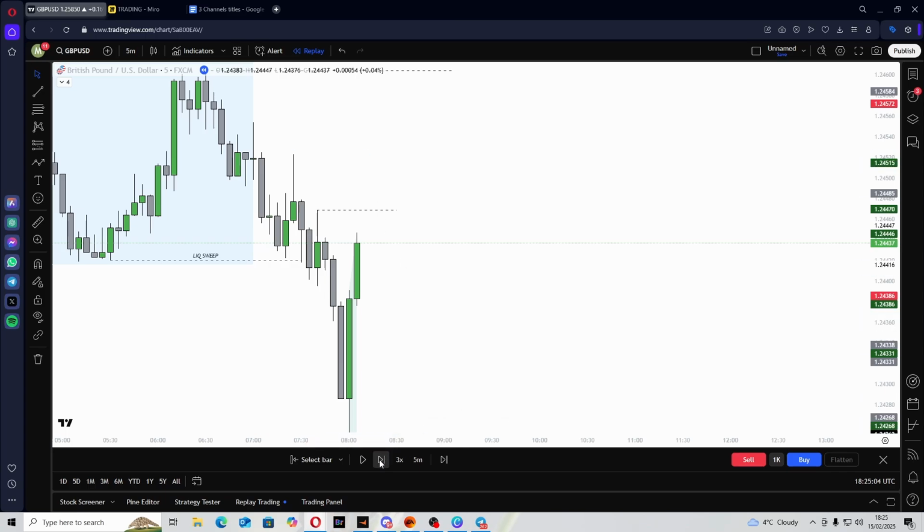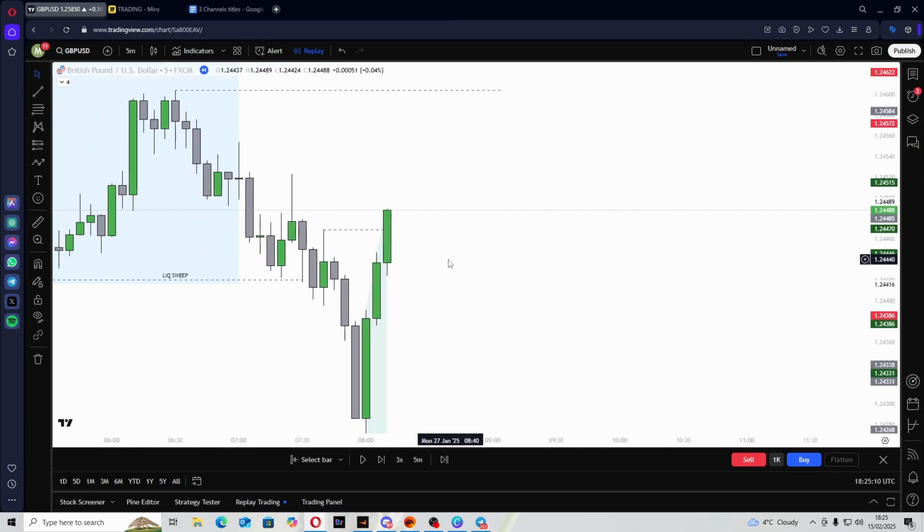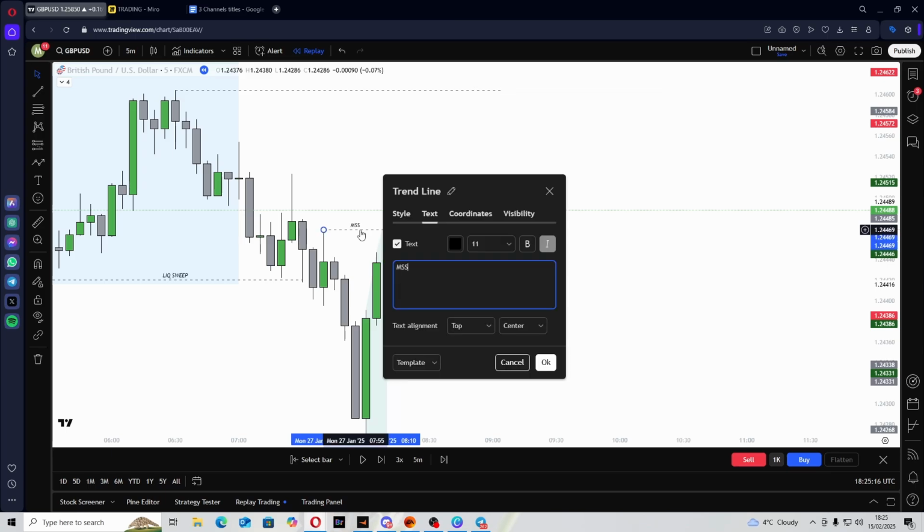So let's see if it takes out the first fractal high, and there we go. It's just completely swept the first high. This is a very, very good sign, because now we can actually start trading and start winning, right? So this is our market structure shift.